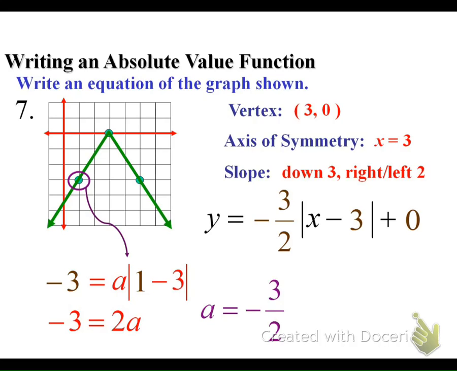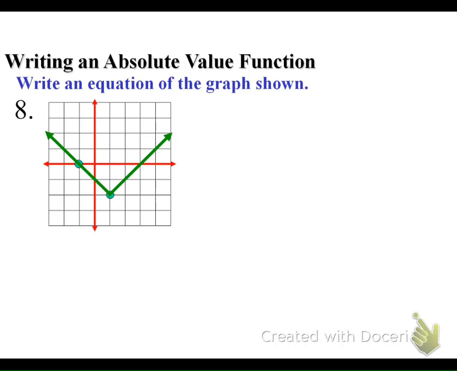Do you need the +0? No, I actually wouldn't write this with the +0, but that's just me. I would just write y equals -3 over 2 times the absolute value of x minus 3. But it is up there, so we'll leave it. Any questions? All right, here's another one.